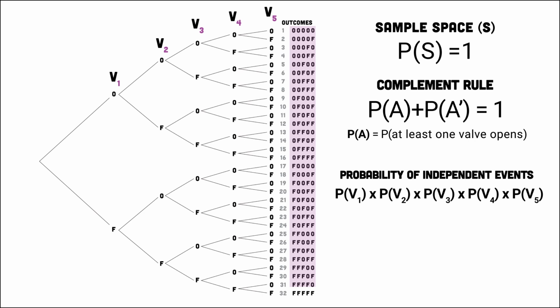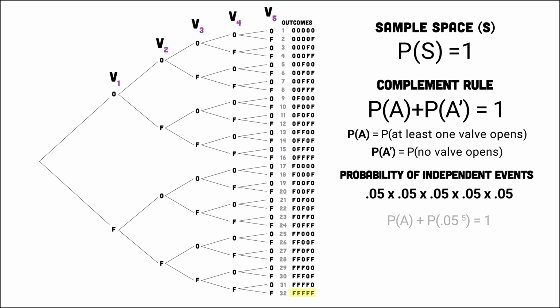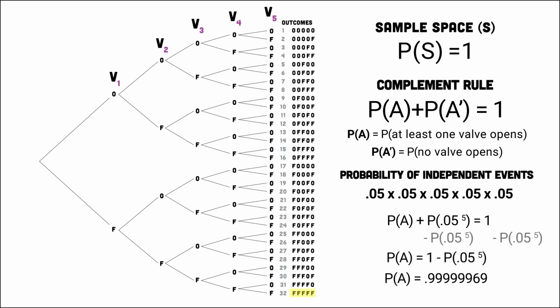But we can easily avoid these computations by working with the complement of this event, the outcome where none of the valves function on demand. Multiplying the individual probabilities that none of the valves open, we have 0.05^5. And subtracting this value from 1, we get 0.9999969 probability that at least one valve will open.